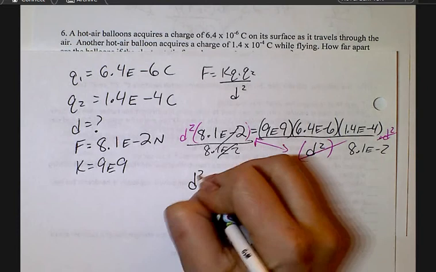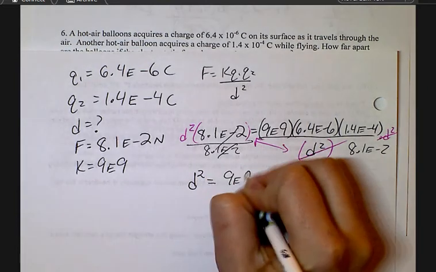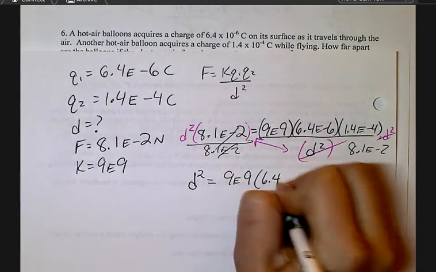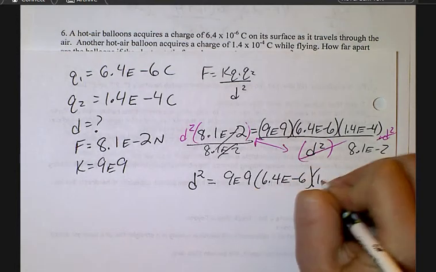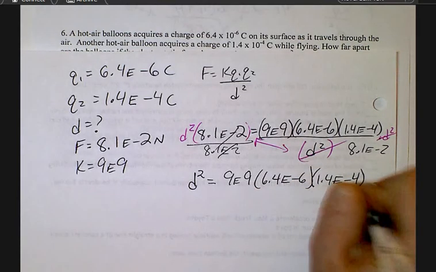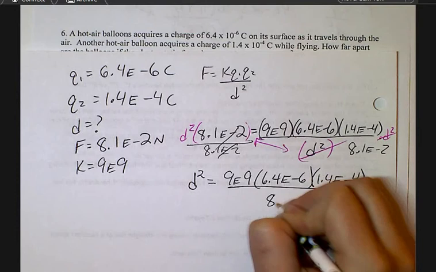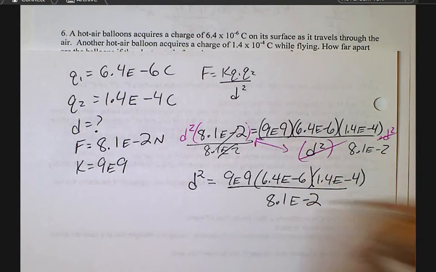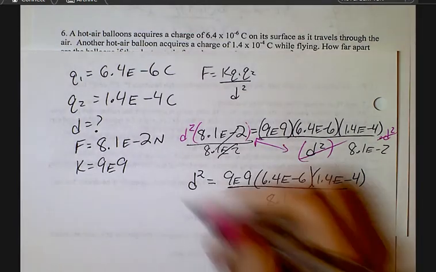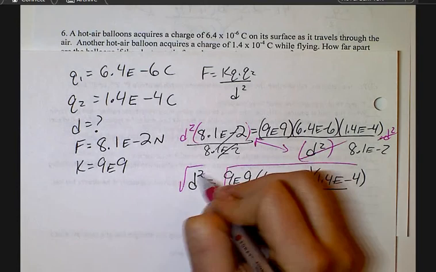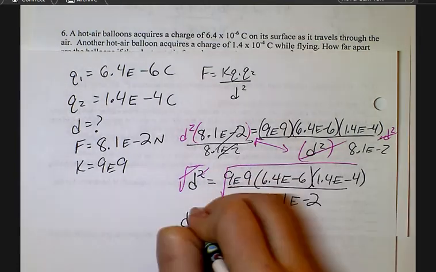So I end up with d squared equals 9e9, 6.4 e to the minus 6, 1.4 e to the minus 4 over 8.1 e to the minus 2. And then the last step is to take the square root of both sides. So I get left with just d. I'll put this into my calculator.